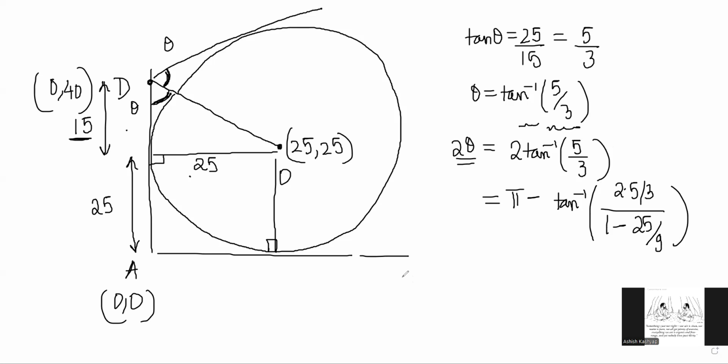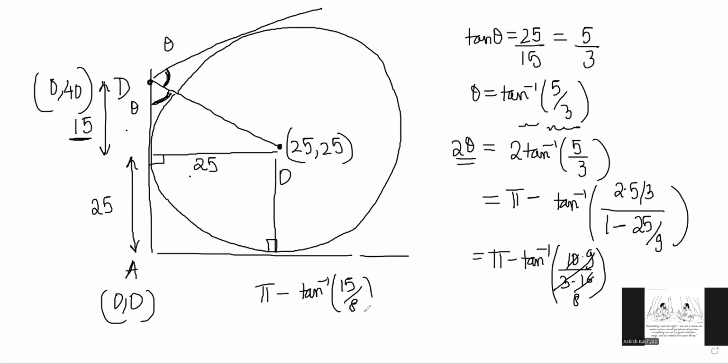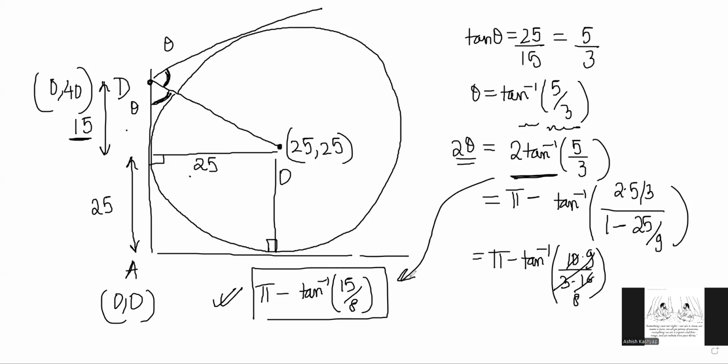So that will become 10 by 3 over... pi minus tan inverse of 10 by 3, and 1 minus 25 by 9 will be basically minus 16 by 9. And I have taken the minus sign outside. So this becomes basically 30 by 16, that is 15 by 8. So you will get pi minus tan inverse 15 by 8. That becomes your required angle. You are doubling this angle. You should check this is the same thing as this. Pi minus tan inverse 15 by 8. That is my required angle between the pair of tangents, right?